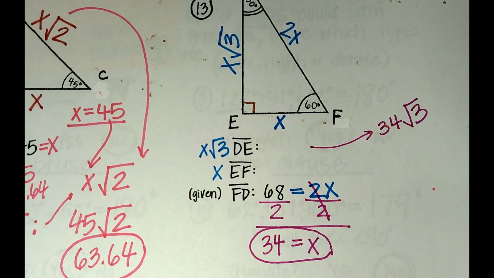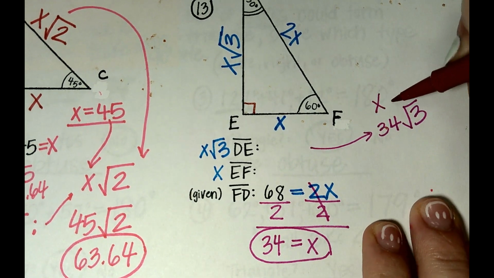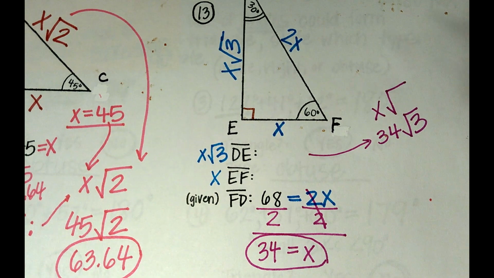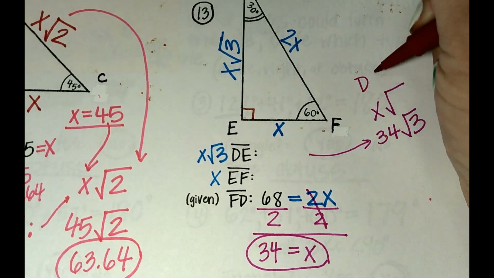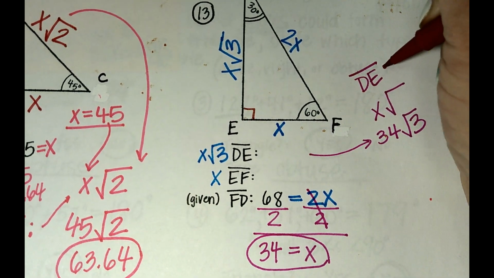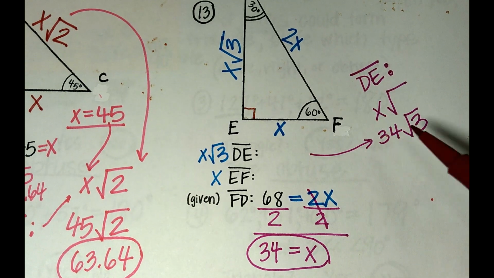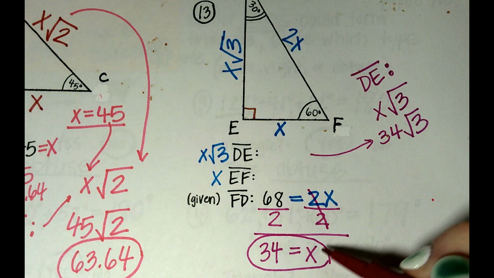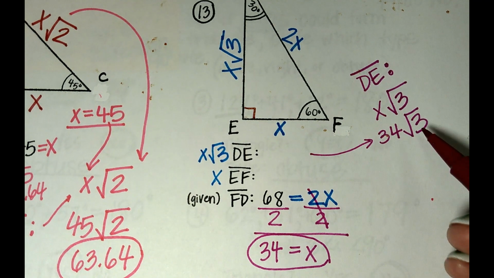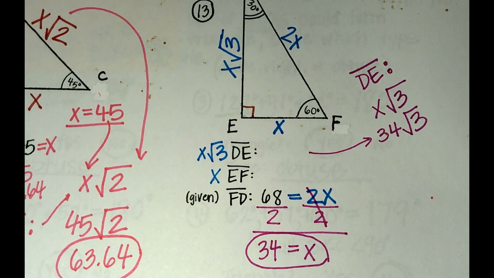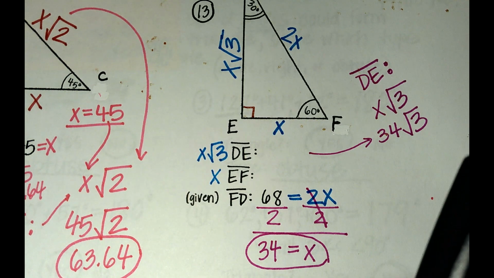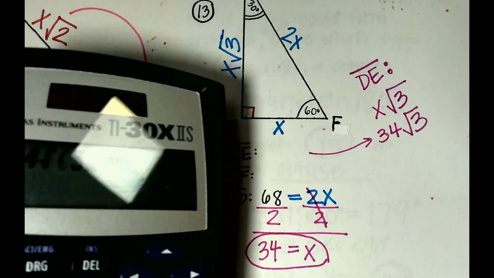Instead of x radical 3. And then DF is 34. Okay, so let's see. We're doing DE right here, and let me label my work. We're solving for DE. X radical 3 is DE. So instead of x, I used 34 radical 3. So I'll type that in. 34 radical 3.